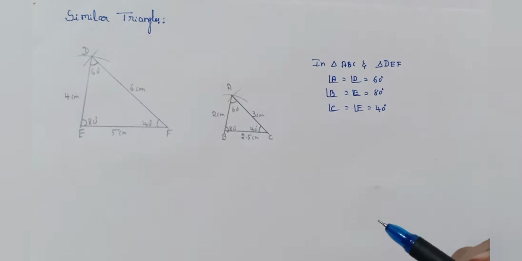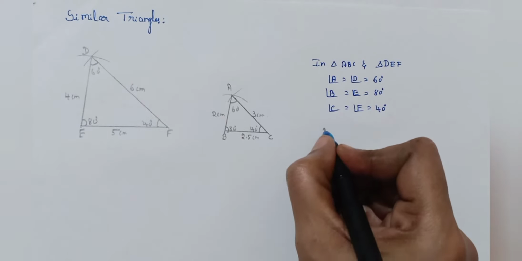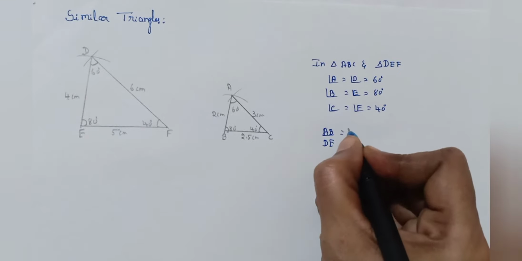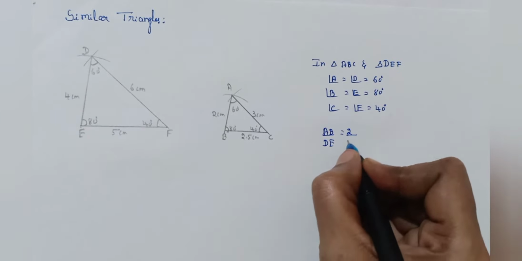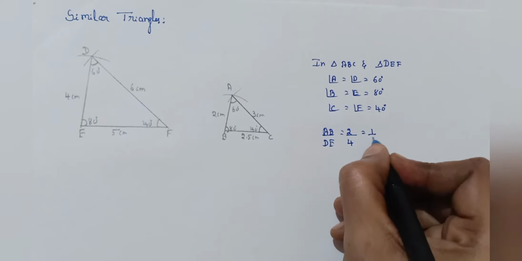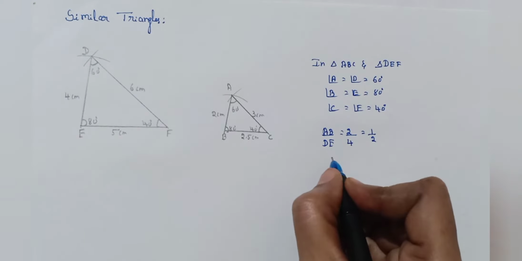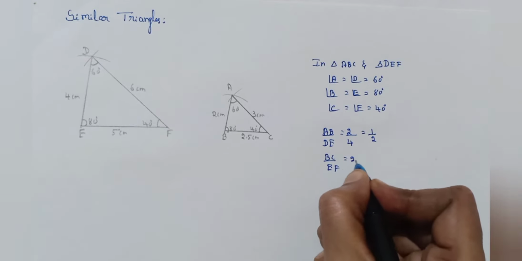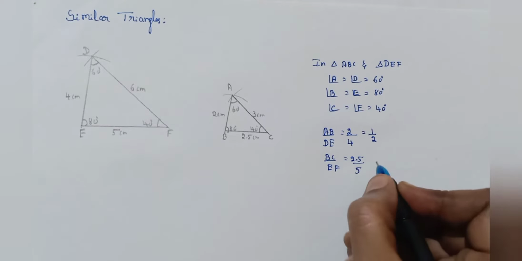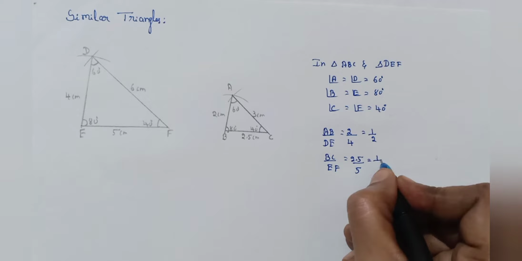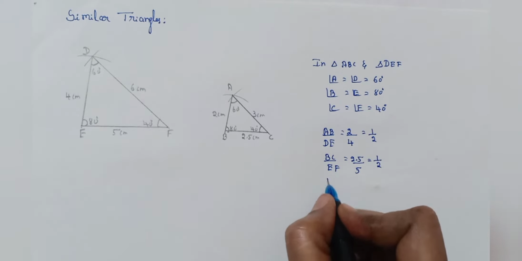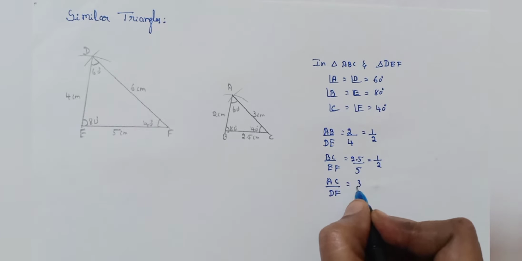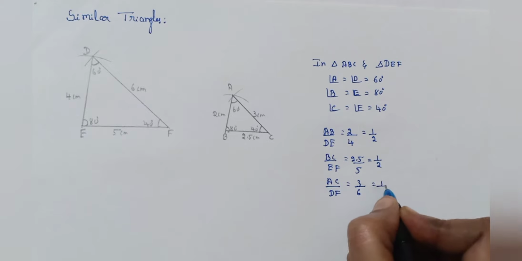Here AB and DE are the corresponding sides. So take the ratio of the corresponding sides, AB by DE. AB is 2 cm and DE is 4 cm. 2 by 4 is 1 by 2. Next, take the ratio of BC by EF. BC is 2.5, EF is 5. 2.5 by 5 is equal to 1 by 2. Next, take the ratio of AC by DF. AC is 3, DF is 6, 3 by 6 is 1 by 2.